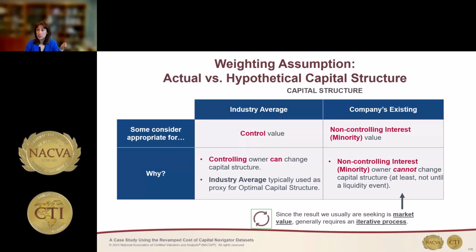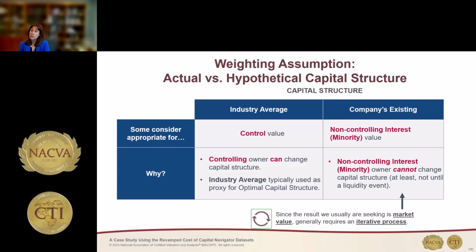So the other thing that I consider is, what are you valuing, right? Are you valuing a controlling interest, or are you valuing a non-controlling or minority interest? Because if you are valuing a controlling interest, you can change the capital structure to be more in line with the industry, right? And so a lot of times what people use is the industry average as a proxy for that optimal capital structure. Now, it doesn't always work, and I'll give a couple of examples when that doesn't work.